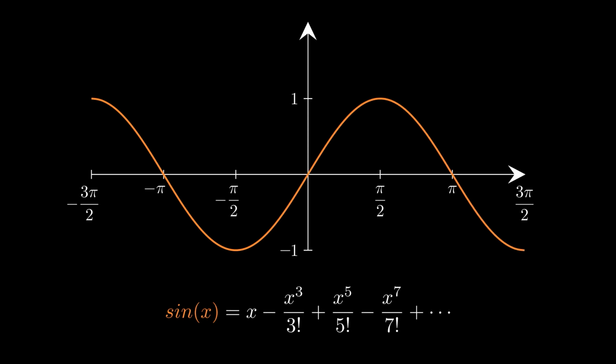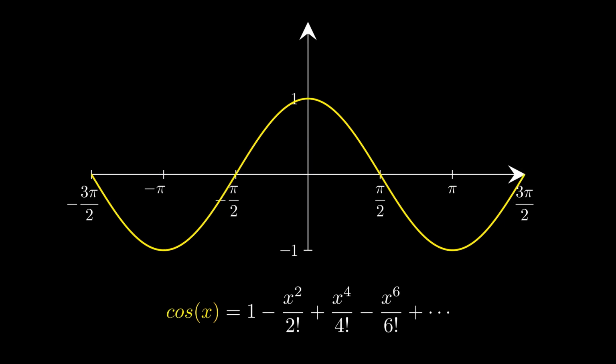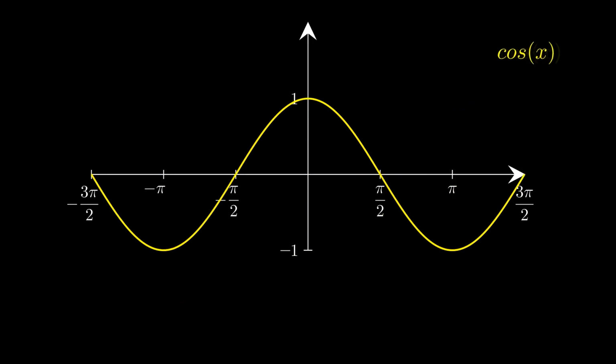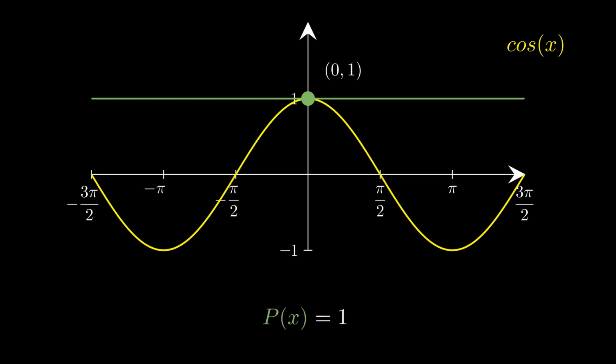Okay, so now that we are on the same page, let's dive deeper into how it is done. If we take a closer look at a point, let's say 0, 1, we know that cosine of 0 is 1, so our polynomial should be 1 as well. But if we plug in other x values, we would still get 1, which doesn't make any sense.